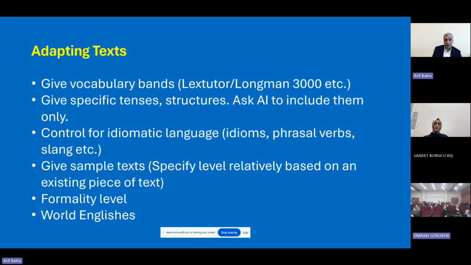And an important strategy could be to give sample texts. If you give a sample text, the AI tool can understand what type of output it should produce. So it compares and contrasts the input text, the sample text, with its own text, and could make necessary adaptations as needed. And you should also give the formality level.